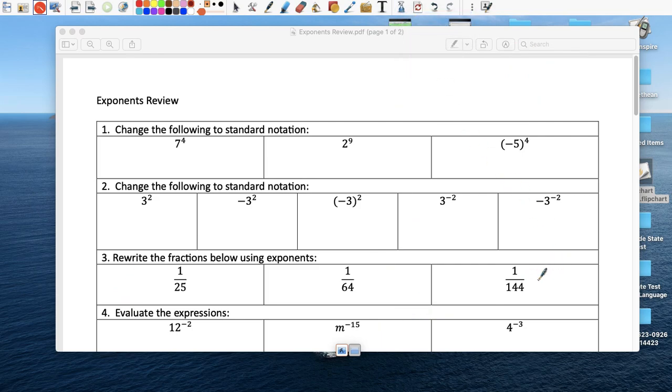Last one, 1 over 144. The same thing as 1 over 12 squared. It's a perfect square. So notice that this is a perfect square. What number do you know that raised to the second power is 144? That would be 12 to the second power. There is no other number for that one. Okay.